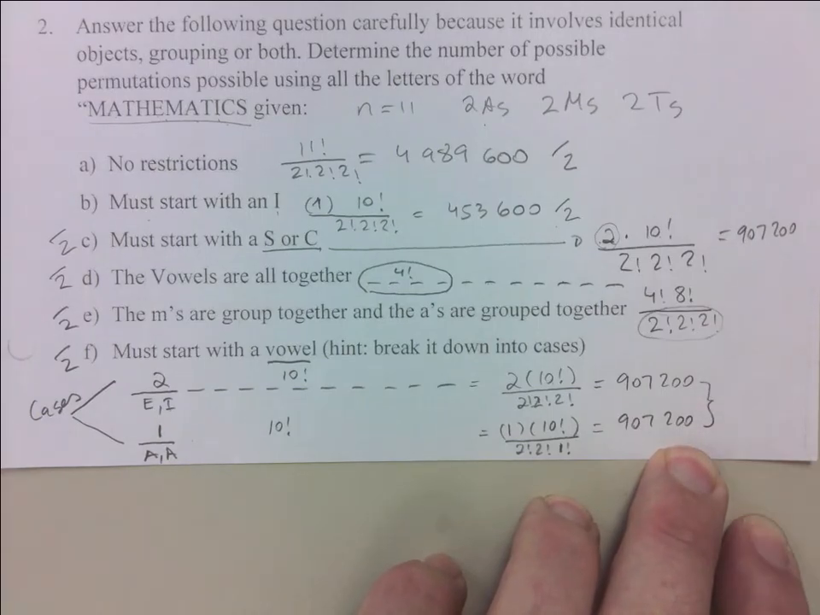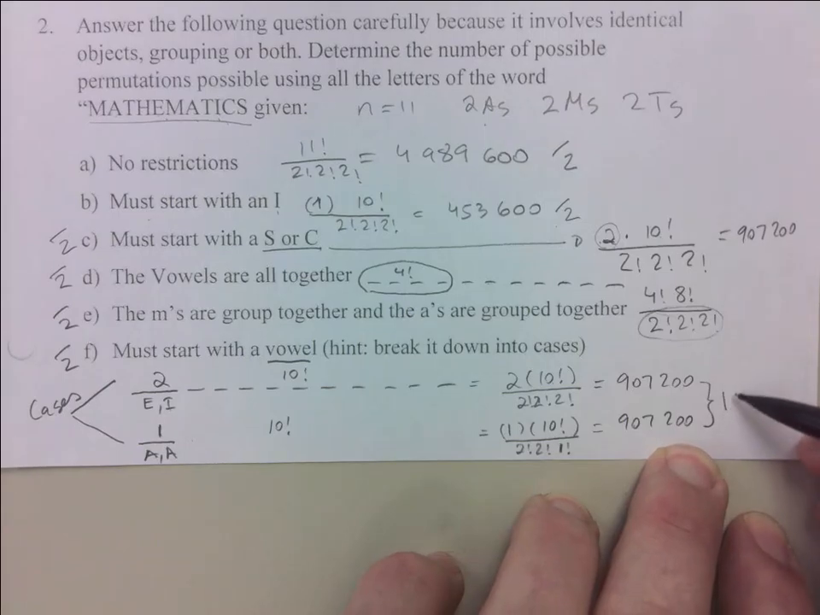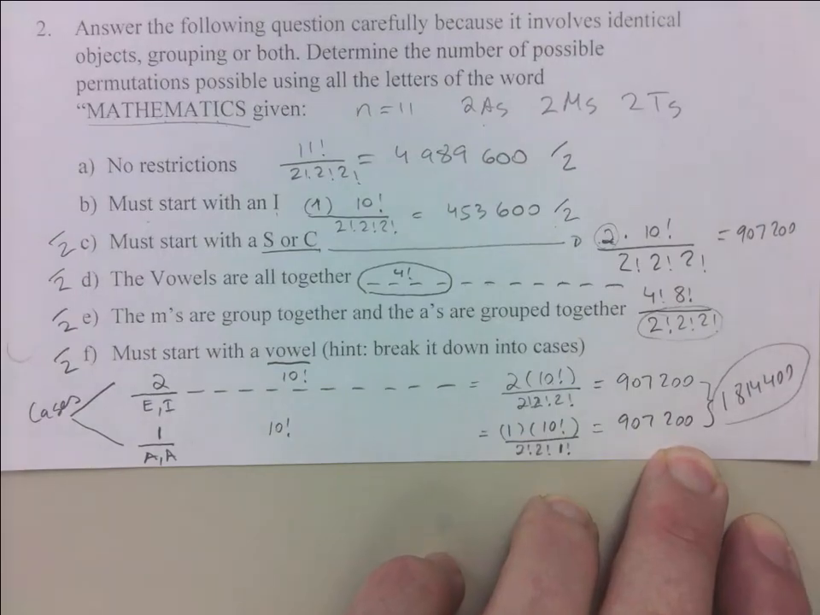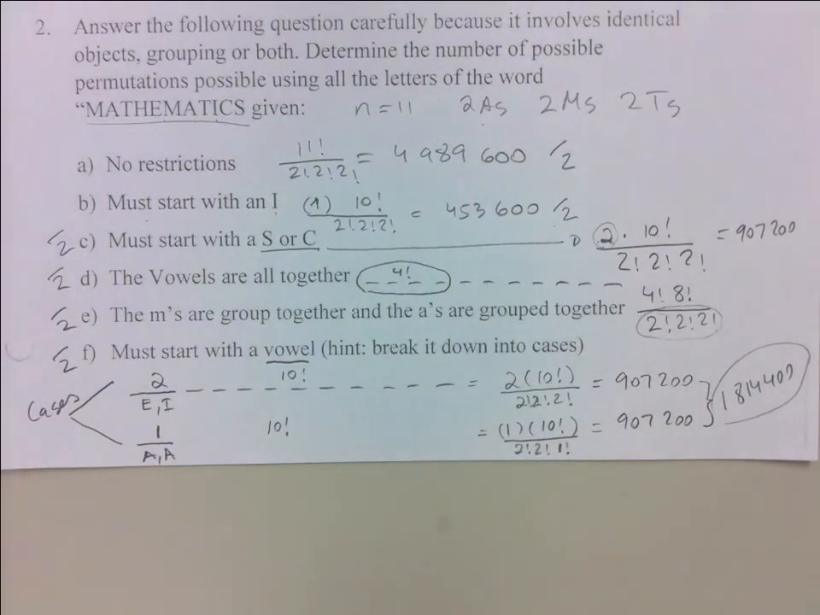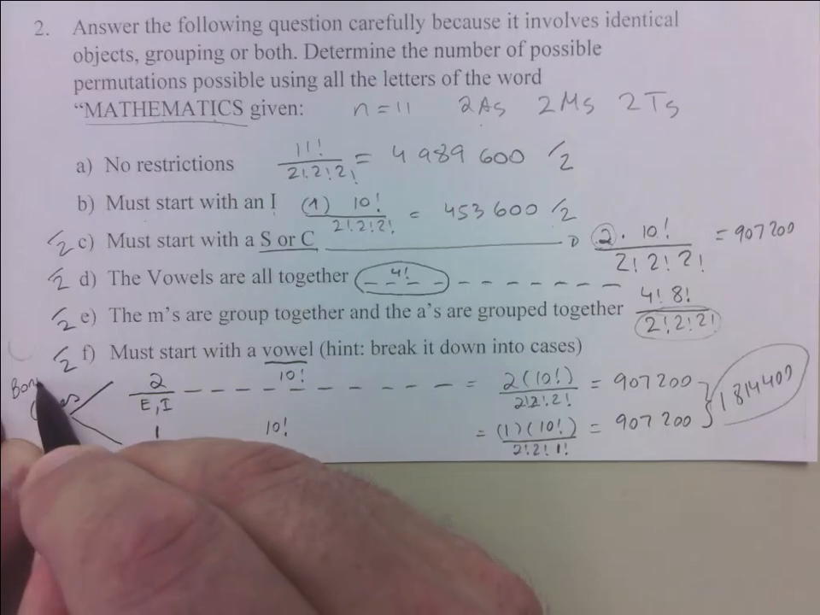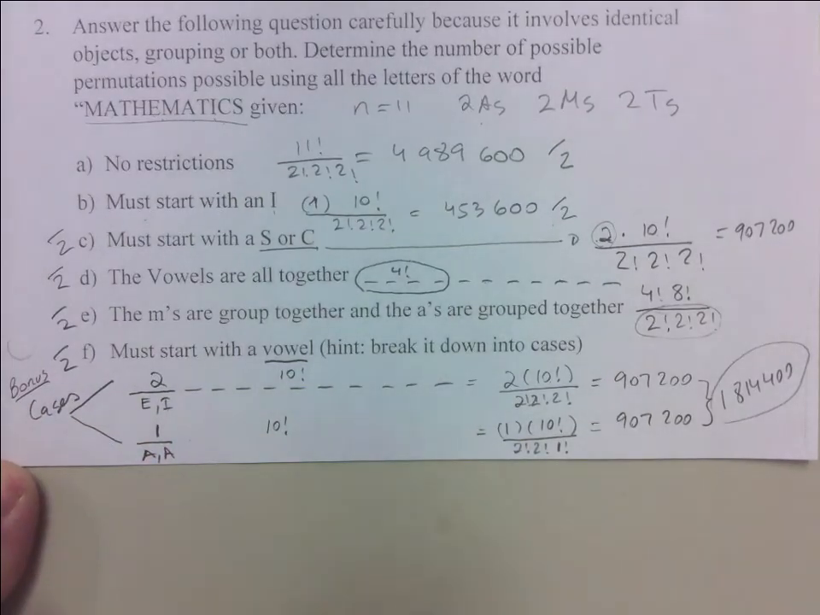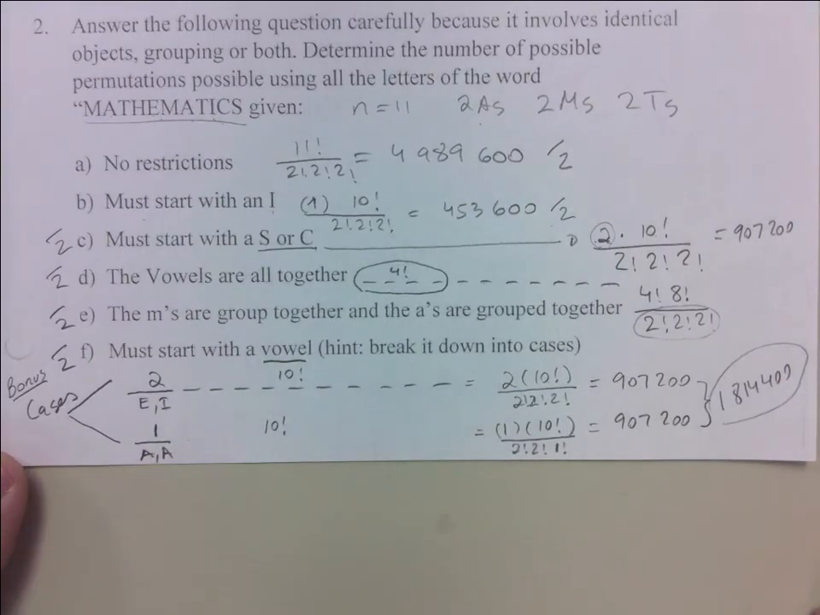So now we add them up. So you get 1,814,400. I made that a bonus, right? I did make this a bonus, so we'll call this a bonus. If you didn't get it, you don't lose marks, but if you did get it, you get 2 bonus marks. I will expect you to know how to do this on a quiz or test, but for now, don't worry about it too much. And I skipped E. I'm going to do E right now.